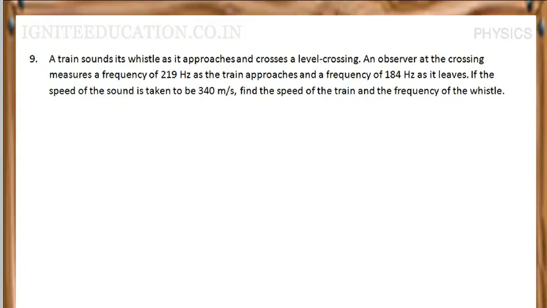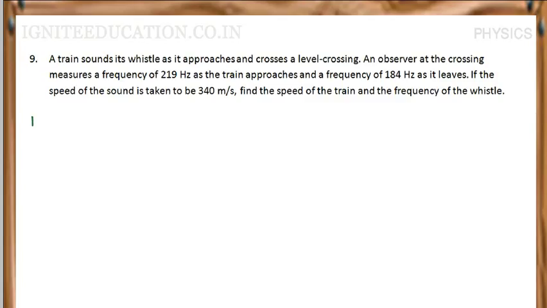See this problem. A train sounds its whistle as it approaches and crosses a level crossing. An observer at the crossing measures a frequency of 219 Hz as the train approaches and a frequency of 184 Hz as it leaves. If the speed of sound is taken to be 340 meter per second, find the speed of the train and the frequency of the whistle.